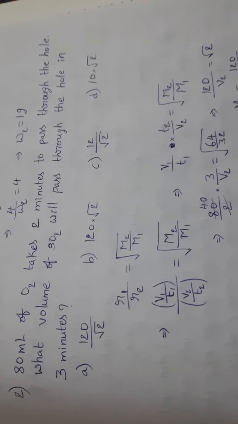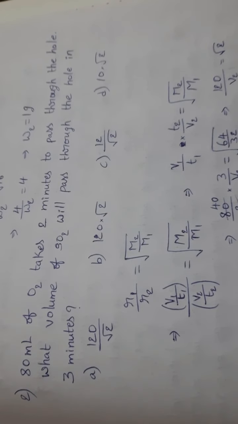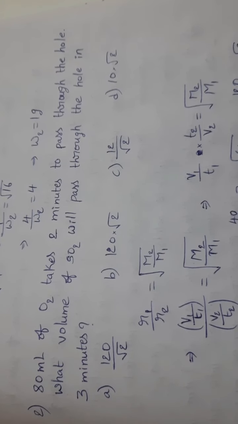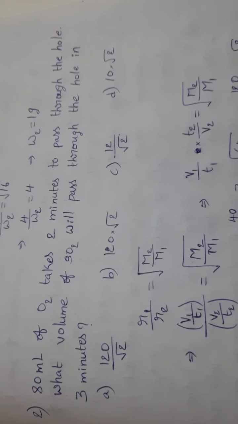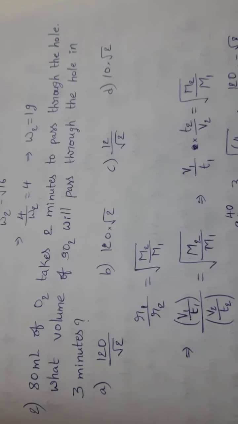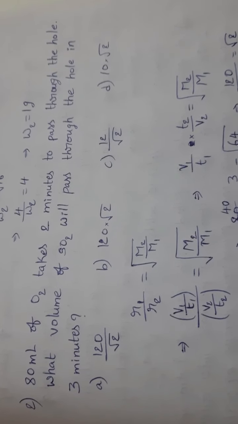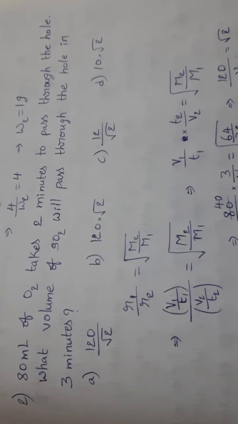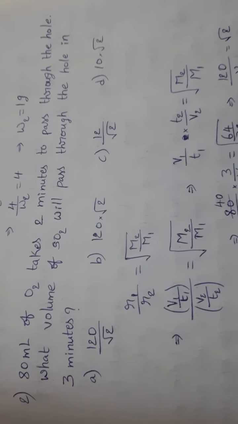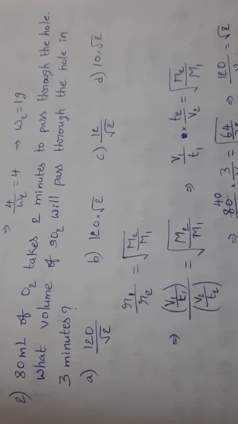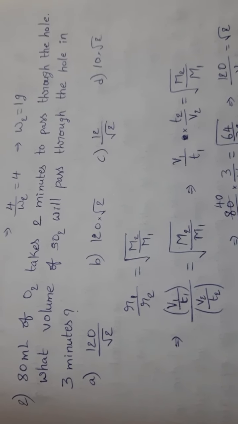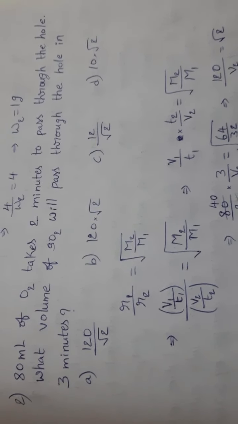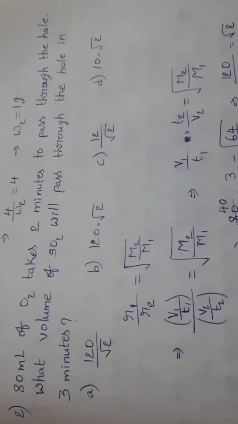See the next one. 80 ml of O2 takes 2 minutes to pass through the hole. What volume of SO2 will pass through the hole in 3 minutes? Okay, two different gases, O2 and SO2. Volume of O2 is given, 80 ml. It passes through a hole in 2 minutes. Now, through the same hole, another gas SO2 passes in 3 minutes. How much volume of SO2 can pass in the same hole in 3 minutes? So, that volume we should find out.